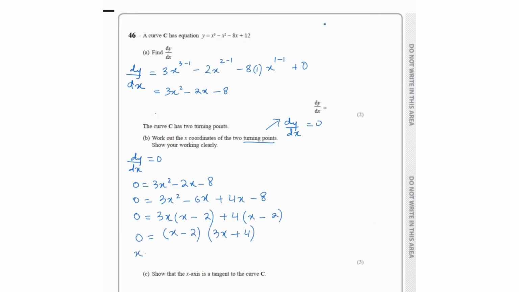So now x minus 2 equals 0, and 3x plus 4 also equals 0. So one value of x is 2 and the other is -4/3. These are your x coordinates of the turning points. If they were asking to find the complete coordinates, you would put these values of x back into the original equation and find the corresponding y values as well.